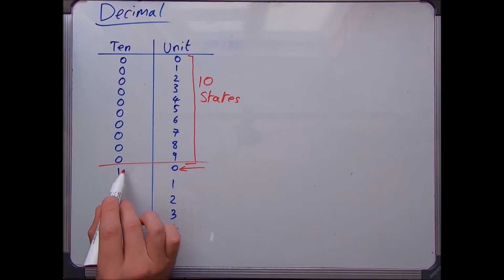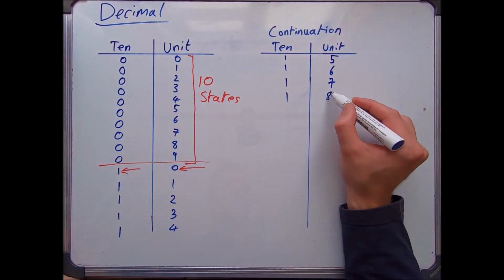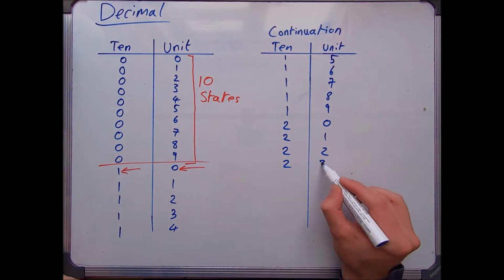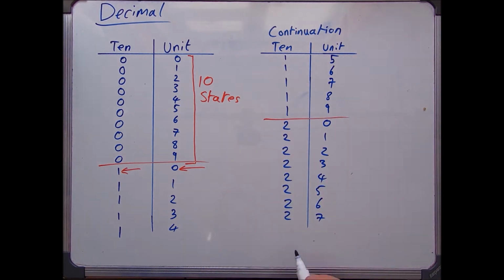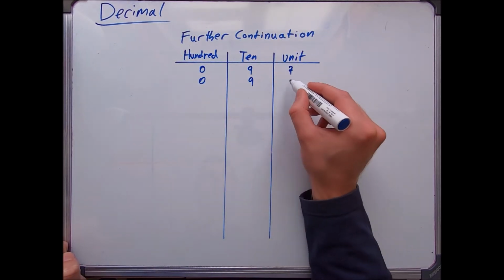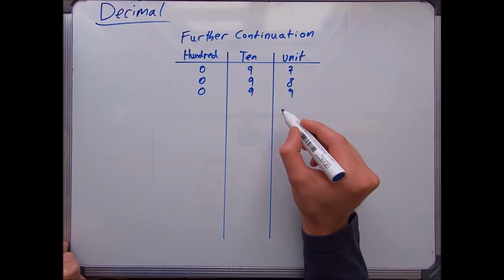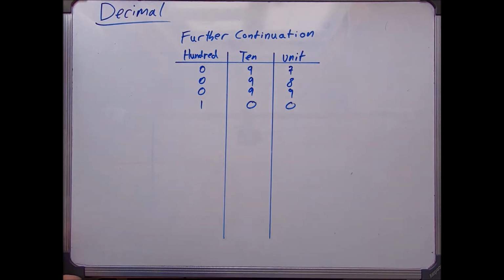As this recycles, the 10 digit increments. When the unit digit reaches 9 again, it recycles, and the 10 digit increments again. When the 10 and the unit digit reach 9, they both recycle, and the third digit, which is the 100 digit, is incremented.